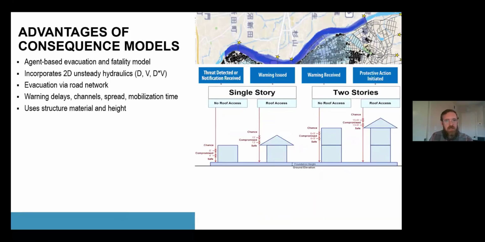Another cool thing that LifeSim does is it takes advantage of structure material and structure height information. So you know what a structure is made out of. This data is typically available through FEMA, which has this database, or it could be available through real estate or government parcel data, that type of thing. And so you can actually calculate the stability of that structure in moving water with some other information. In addition, we can calculate the stability of cars and people at the point where they would contact the water.